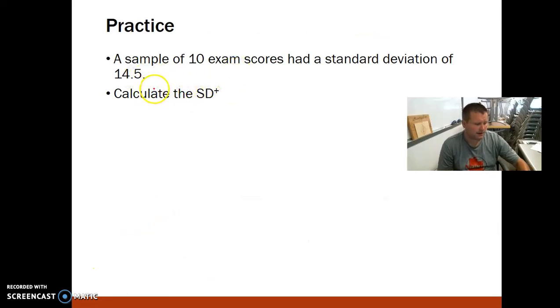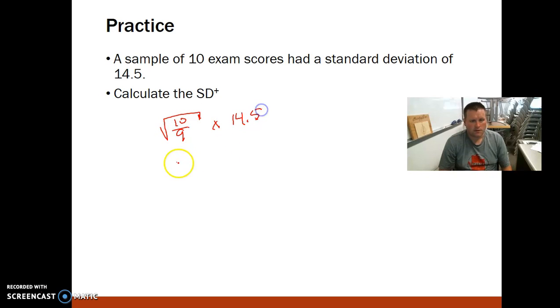So if we've got an exam that has 10 exam scores, again, that's a small sample size, with a standard deviation of 14.5. Calculate that SD, we just take the square root of 10 over 9. Remember, that's the only thing we want in the square root. And then we're going to times that by the standard deviation, 14.5. And when we do that, that gives us 15.28. So you guys can see that standard deviation just increases a little bit, and that accounts for that being just a little bit smaller. That's it. Pretty simple to do.